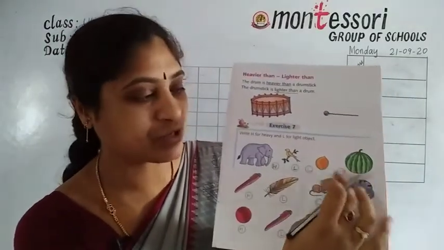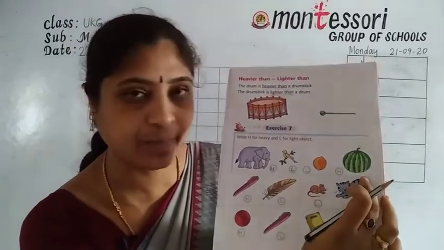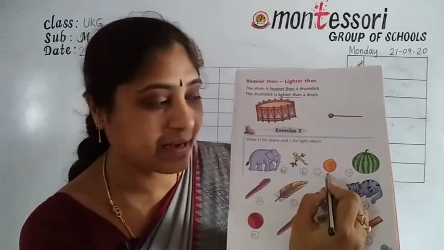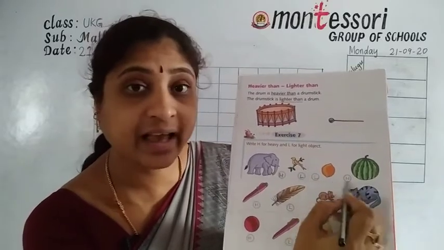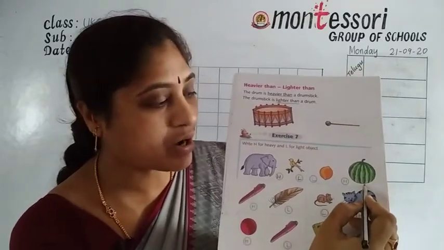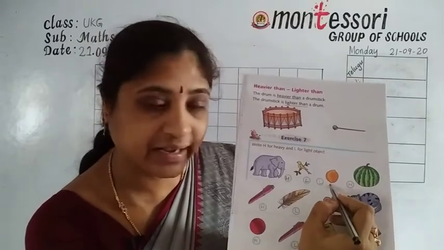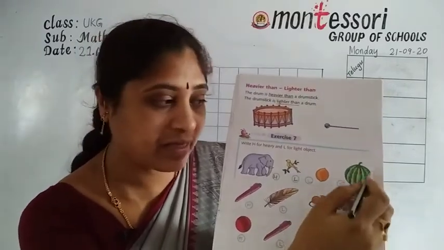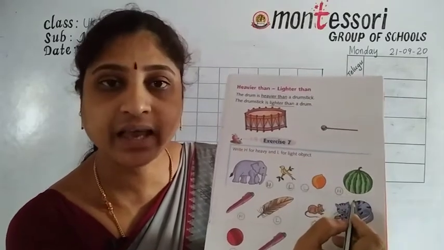Now go to next picture. These are fruits. One is the orange, another one is the watermelon. Now this one is the lighter, this one is the heavier. The orange is lighter than a watermelon. The watermelon is heavier than an orange. When we compare these fruits, this one is the lighter, this one is the heavier.